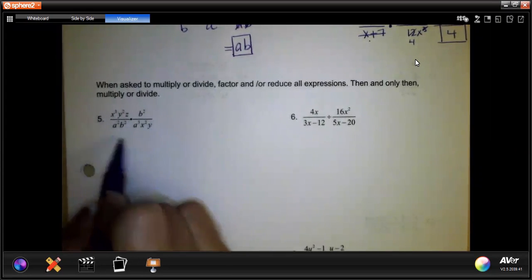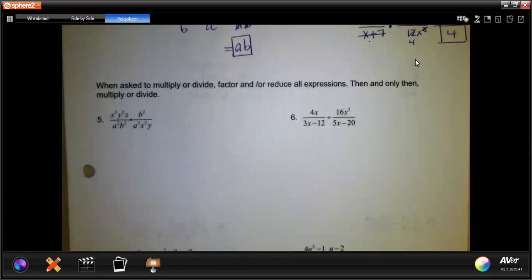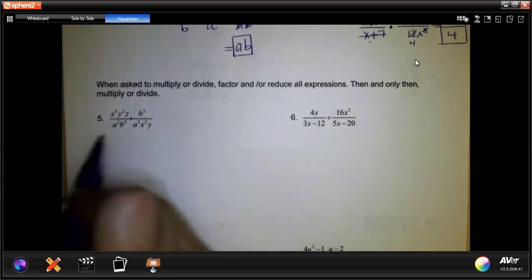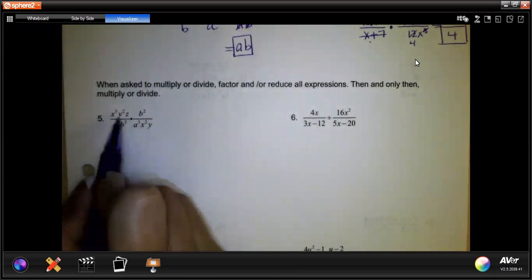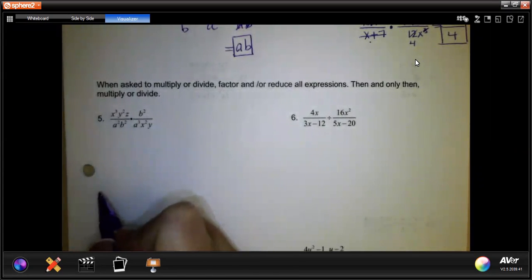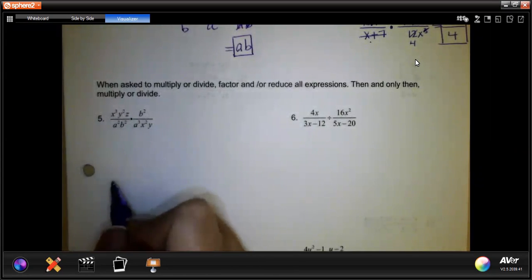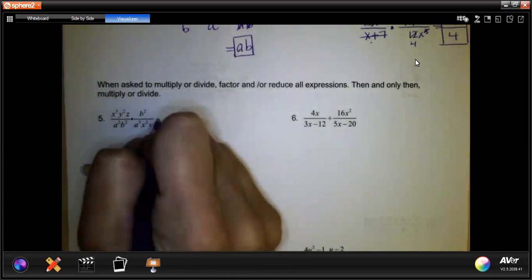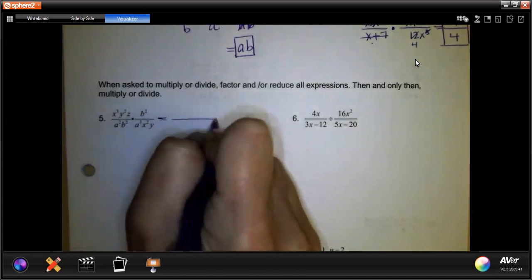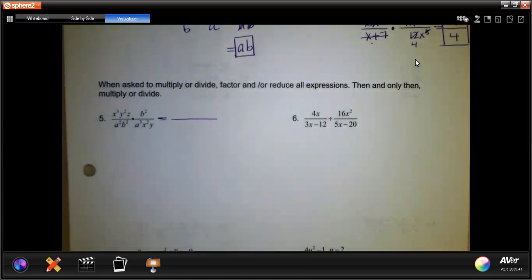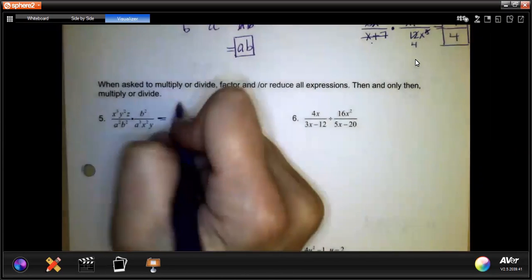This one has a bunch of variables. You're definitely going to be able to do either way that we talked about at the top. You can start to cancel stuff that you see in the numerator and the denominator, or you can multiply across. In this case, sometimes it's easier to multiply across just because there are so many variables in this one, so it gets a little confusing with all the crossing out. So I'll go ahead and do that.